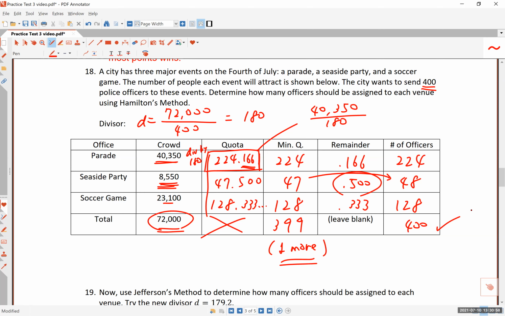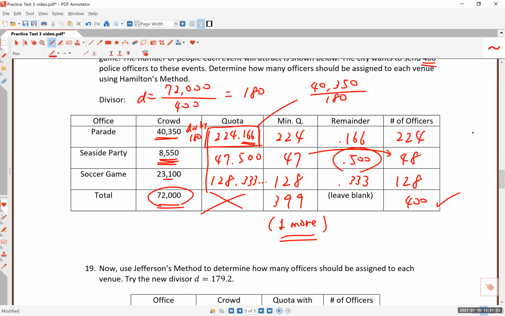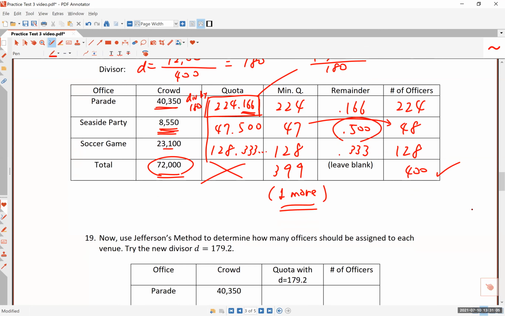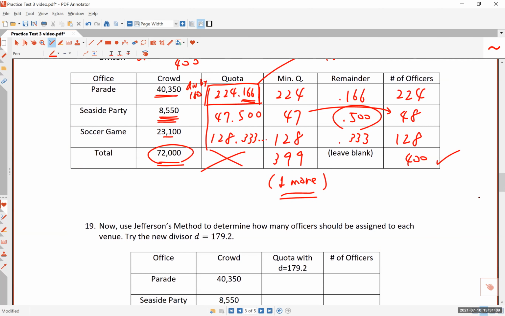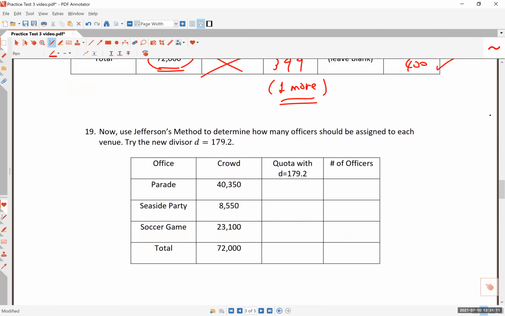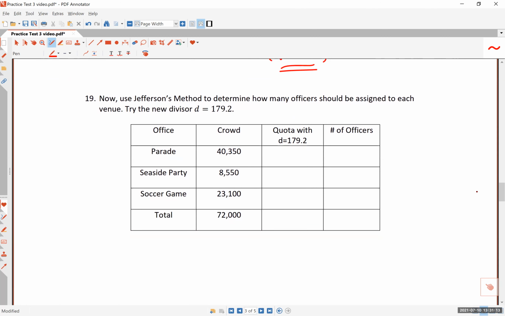And we are done. Okay, so in this case, the seaside party site, or the venue, gained an advantage because the quota had a decimal part which is bigger than the other 2 venues. All right, number 19. Now, same thing.